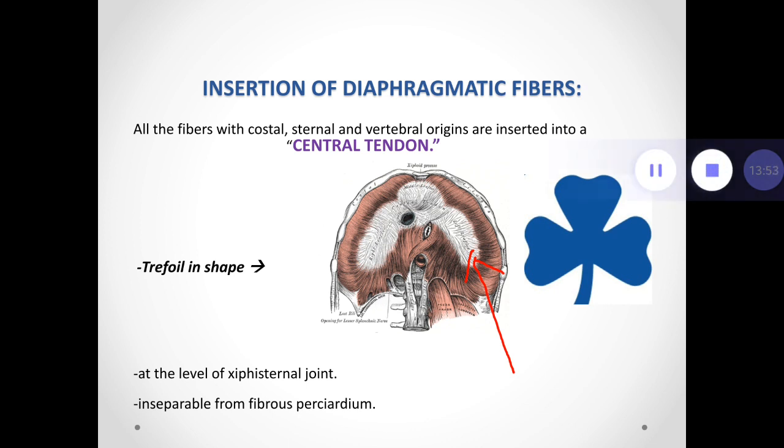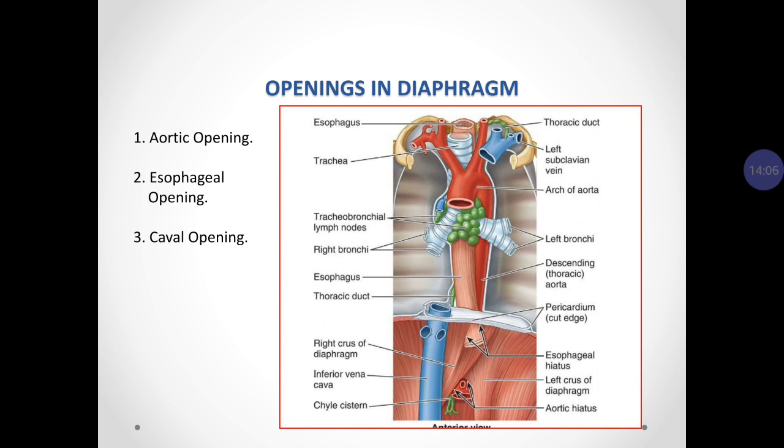So up till now we have discussed the origin and insertion of the diaphragmatic fibers. Now we move on to the very important part in terms of anatomy of diaphragm, and that is the openings in diaphragm. I discussed with you that diaphragm is a fibromuscular sheet which separates the thoracic cavity and the abdominal cavity. But it's not a complete separation because there are some vital structures which have to pass between the thoracic and the abdominal cavity. To aid the passage of these structures, we have some important openings in the diaphragm.